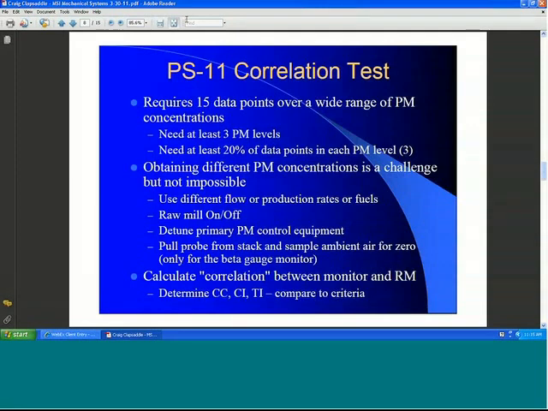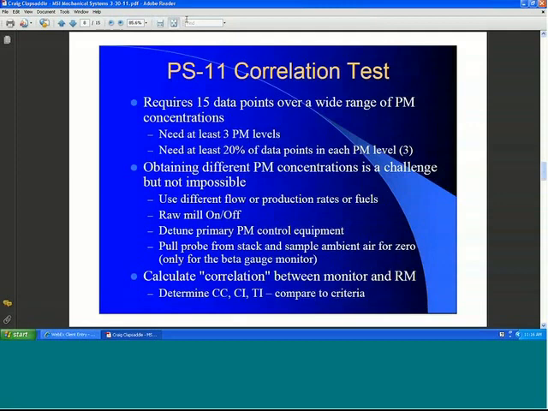You, the plant owner, we can use different flow rates, different production rates, different fuel blends. In the cement industry, we can look at testing with the raw mill on or the raw mill off if you have that at your plant. We can detune the primary PM control equipment to generate different particulate levels.